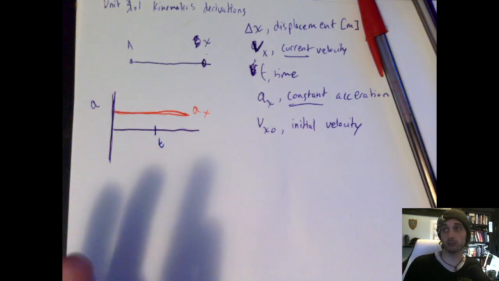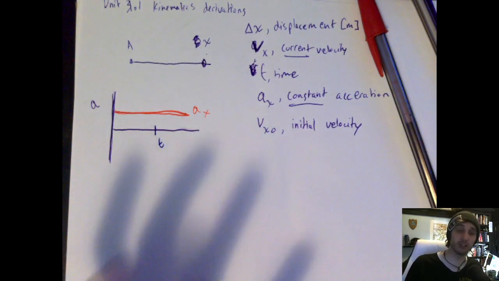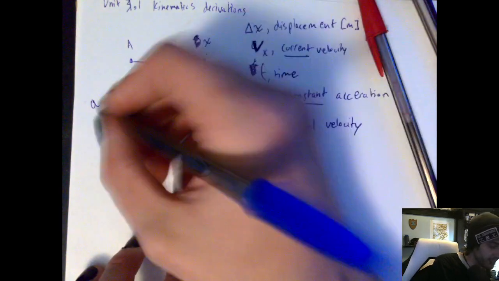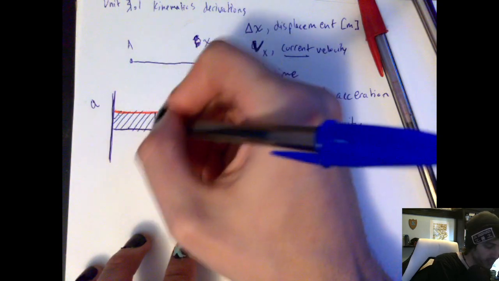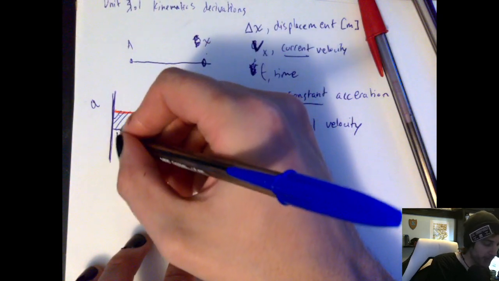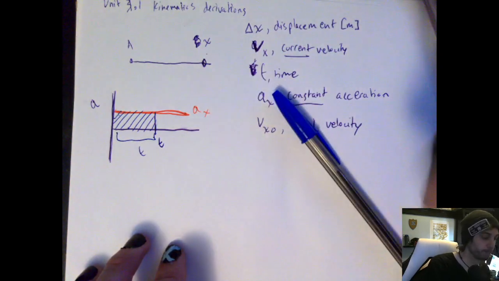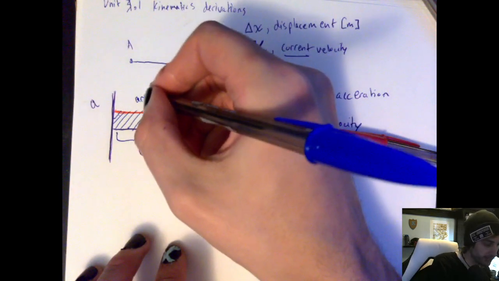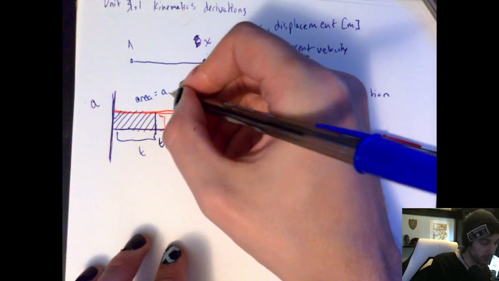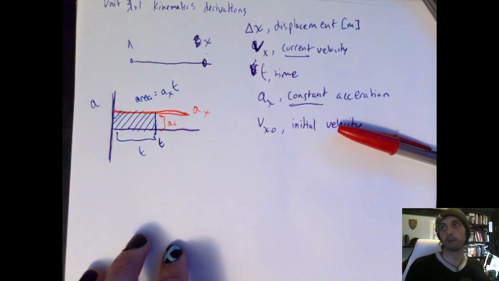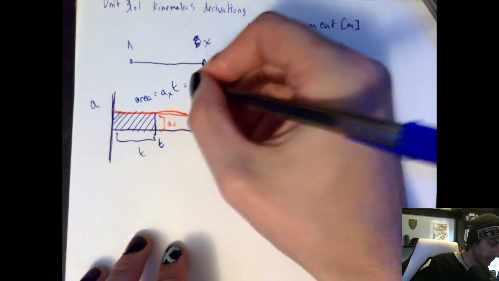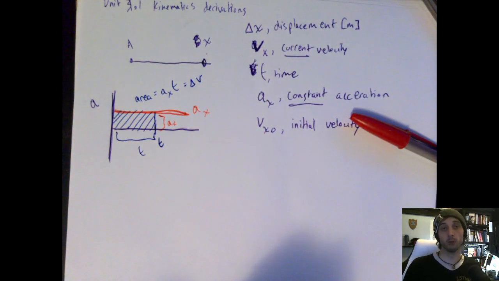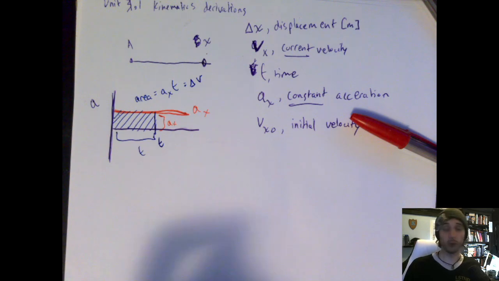Well, if we have an acceleration graph, the area of that acceleration graph will give us the change in the velocity. So if I go from here to here, this area is going to have a base of t and a height of ax. So my area here is going to equal the acceleration times the time. And what that will also equal is the amount that my velocity has gone up or down by.